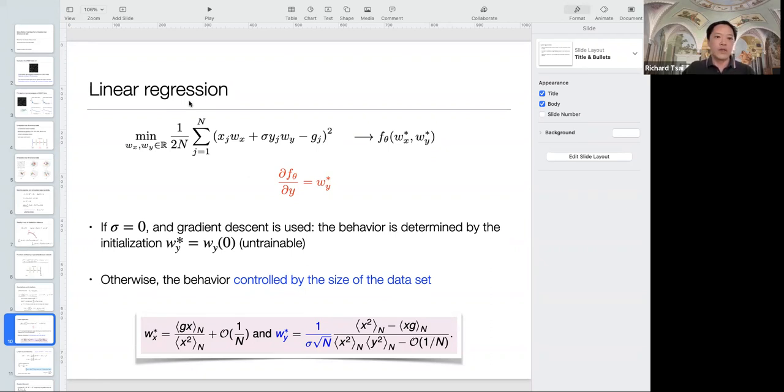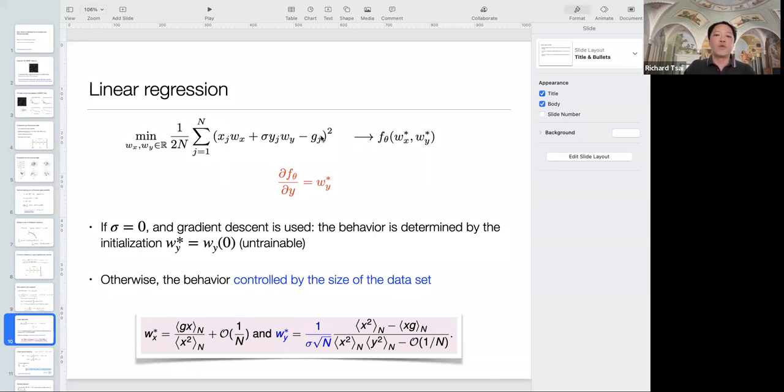So we look at linear regression, which means that we're looking for a linear function of x, y. The w_x and w_y are the weights when you try to define your functions, right? So we are looking for a linear function which approximates this function with a given data point. This is a least square approximation.